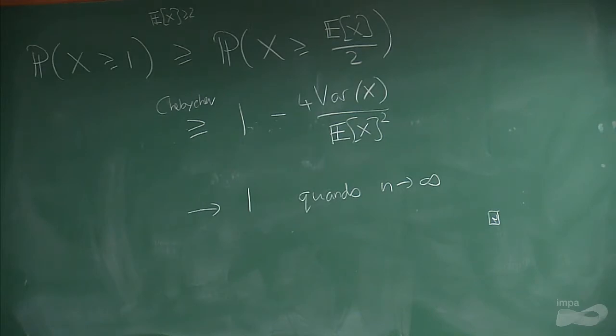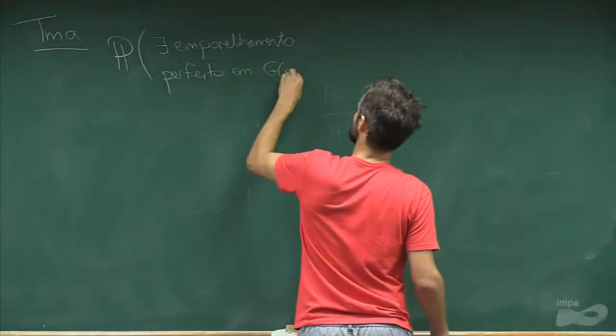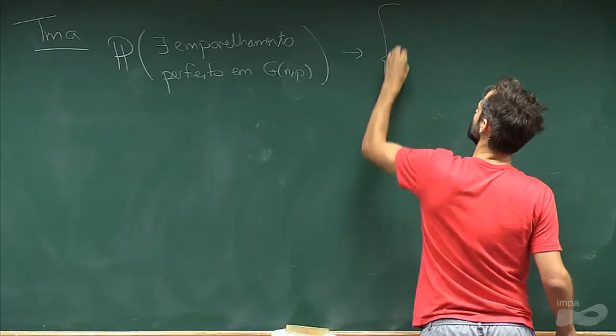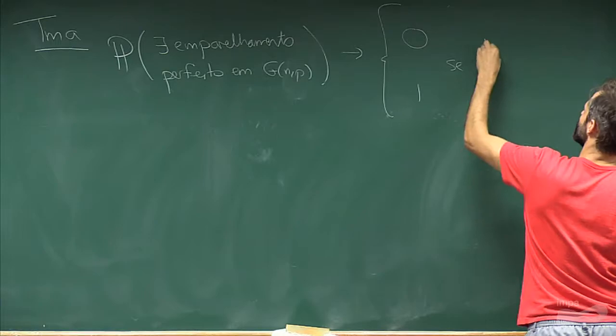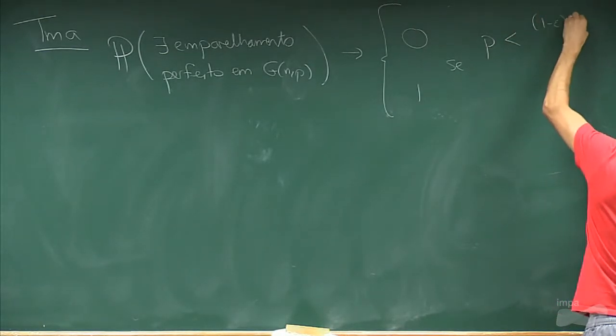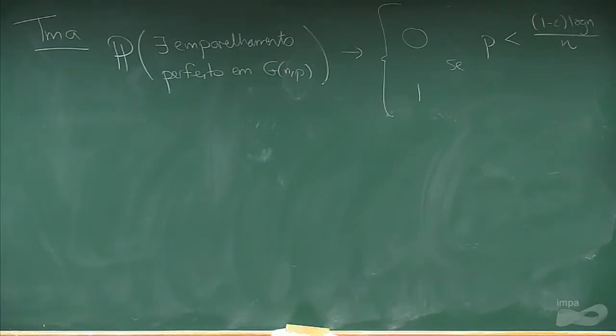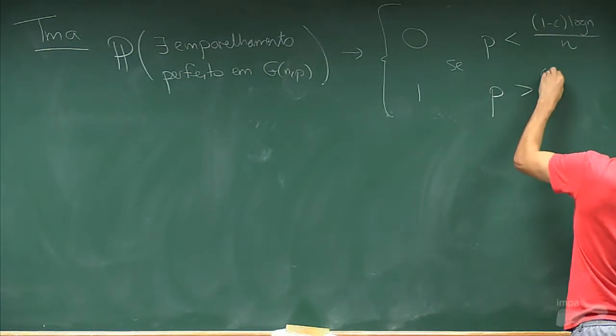So let's prove that this is the correct threshold. So, theorem. The probability that there exists an isolated vertex, the probability that there exists a perfect matching in G(n,p) tends to 0 or 1: 0 if p is less than (1 minus epsilon) log n over n. Okay, that's what we just proved. And 1 if p is greater than (1 plus epsilon) log n over n.